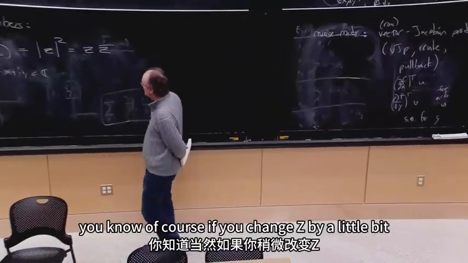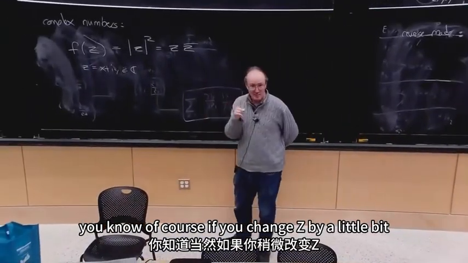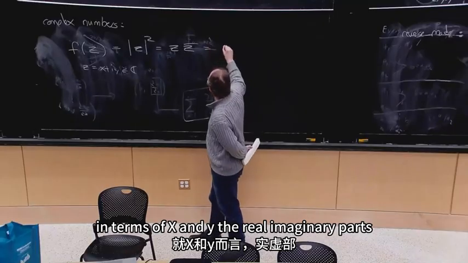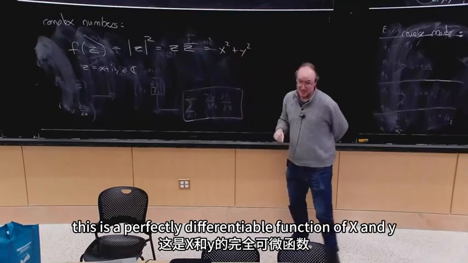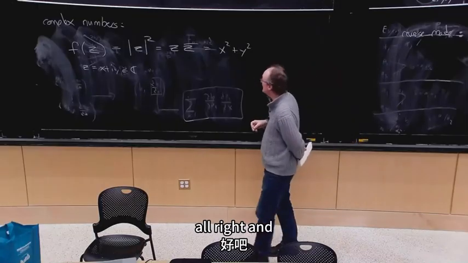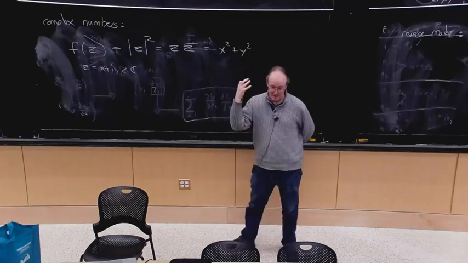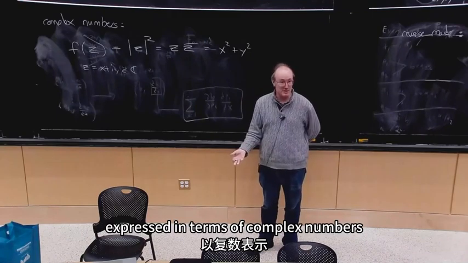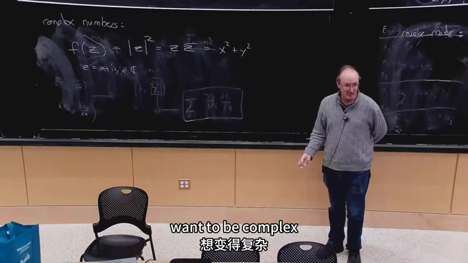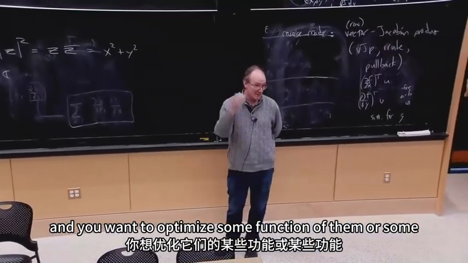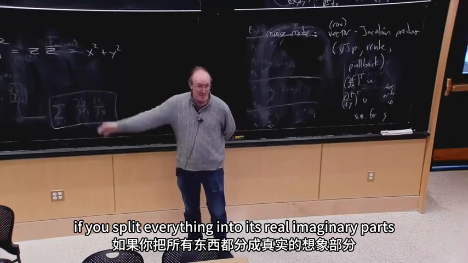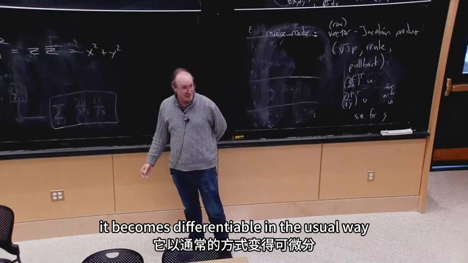But of course, if you change z by a little bit, the output does change by a little bit. And if you look, for example, in terms of x and y, the real and imaginary parts, this is a perfectly differentiable function of x and y. And there are lots and lots of problems that are very naturally expressed in terms of complex numbers. Especially in physics, where you have physical quantities that want to be complex, and you want to optimize some real valued function of them. Of course, if you split everything into its real and imaginary parts, it becomes differentiable in the usual way, and then you can take derivatives.